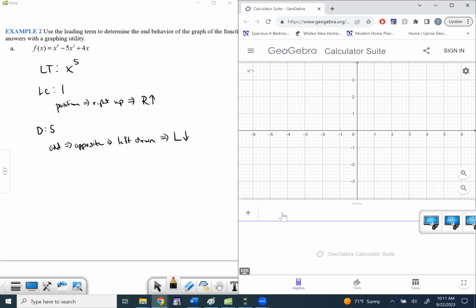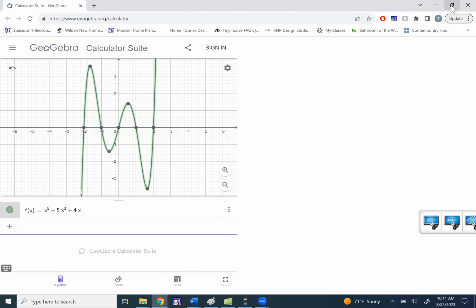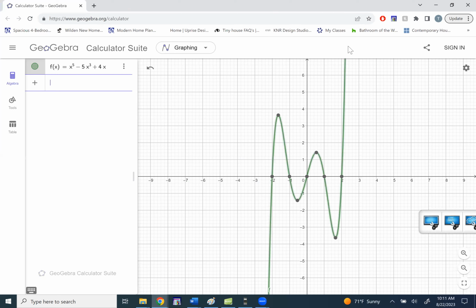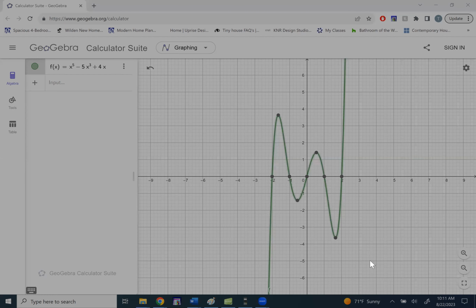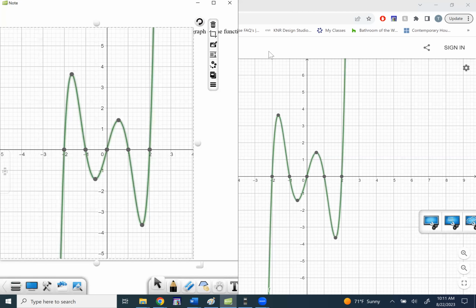Okay, so let me type in, we got x to the 5th minus 5x to the 3rd plus 4x. Okay, I think we did a pretty good job here because we can see that the right is going up and that the left is going down. I'm going to go ahead and get a little picture of this. Now they don't have arrows on it. You just have to know that it goes on forever.